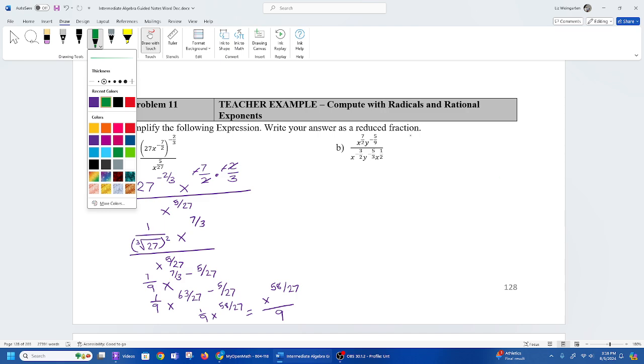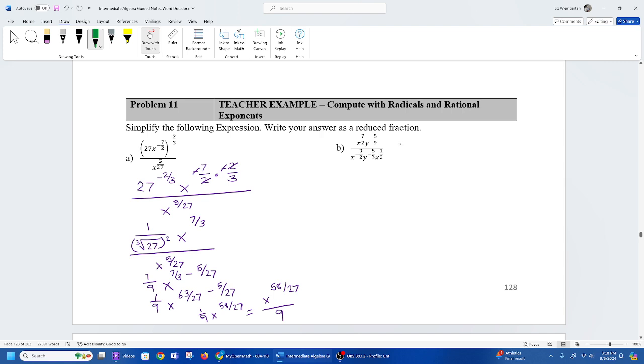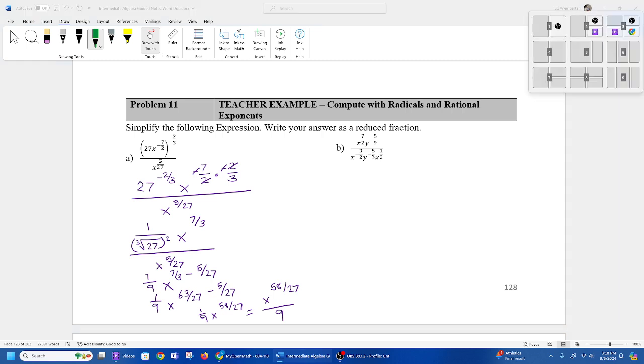Let's take a look at letter B. We have a whole bunch of positive exponents mixed up with negative exponents. What I like to do with these ones is make sure to switch the side of the negative exponents immediately. That's going to be my first step. Anything that's negative on top is going to go to the denominator.